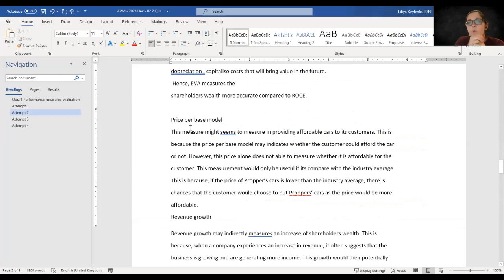Price per base model. This measure might seem to measure the aim of providing affordable cars to the customers. This is because the price per base model may indicate whether customers could afford the car or not. So you could have just deleted that part and just left this one, and that would be the same.